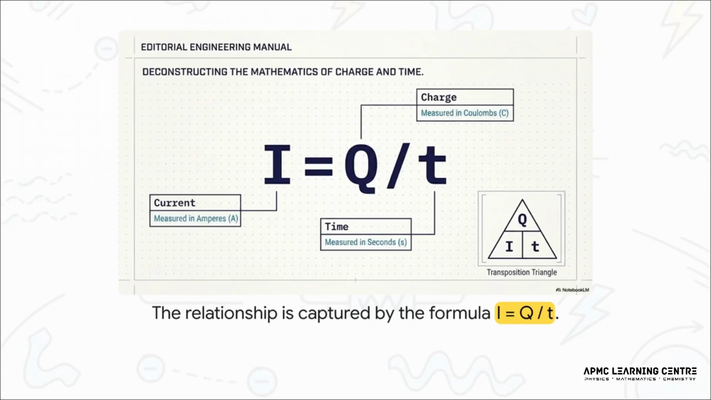And lucky for us, the math behind it is beautifully simple. It's just I equals Q divided by T. I stands for current, which, as we'll see, is measured in amperes. Q is the amount of charge measured in those coulombs we just talked about. And T, well, that's just time, in seconds. It's the perfect recipe for figuring out a rate of flow.